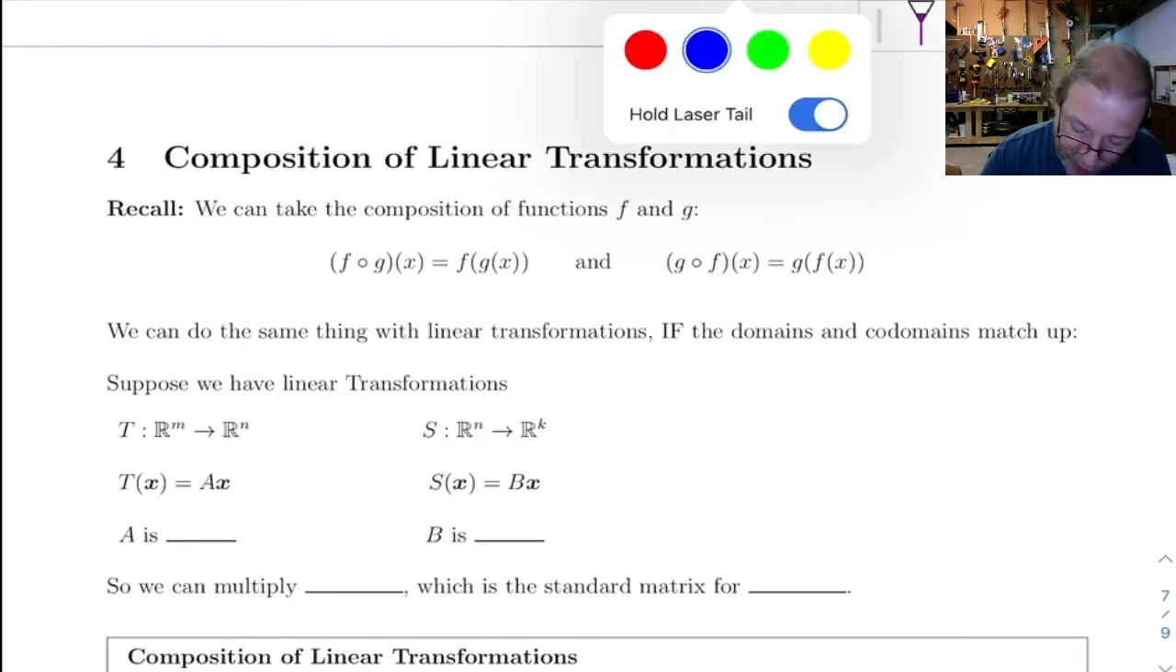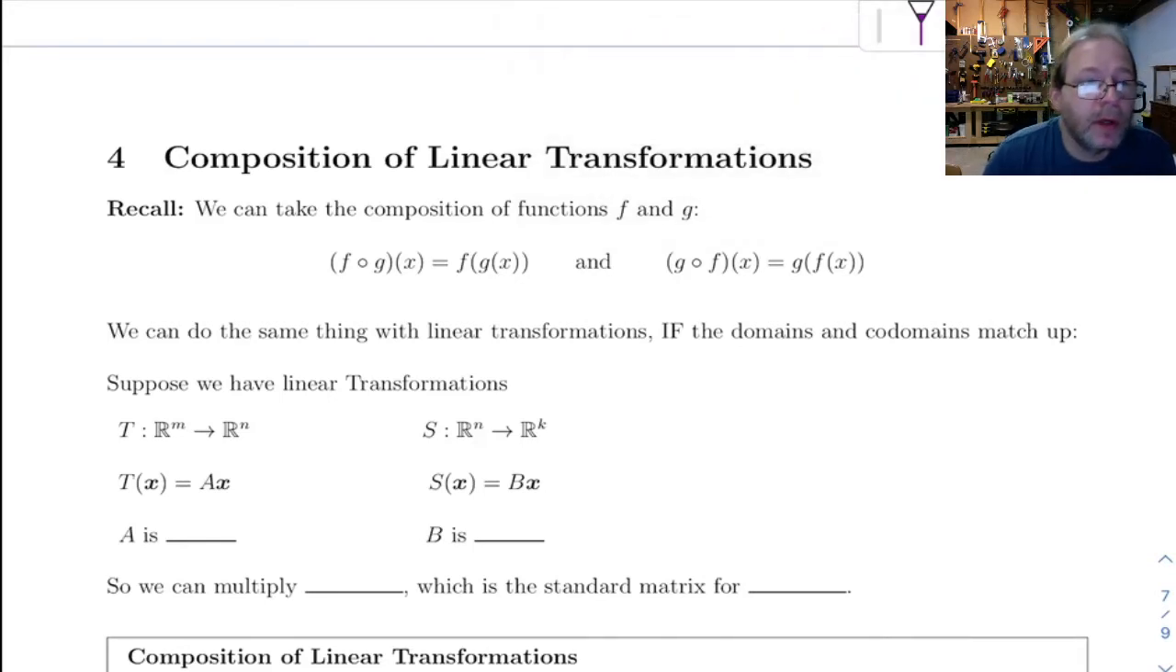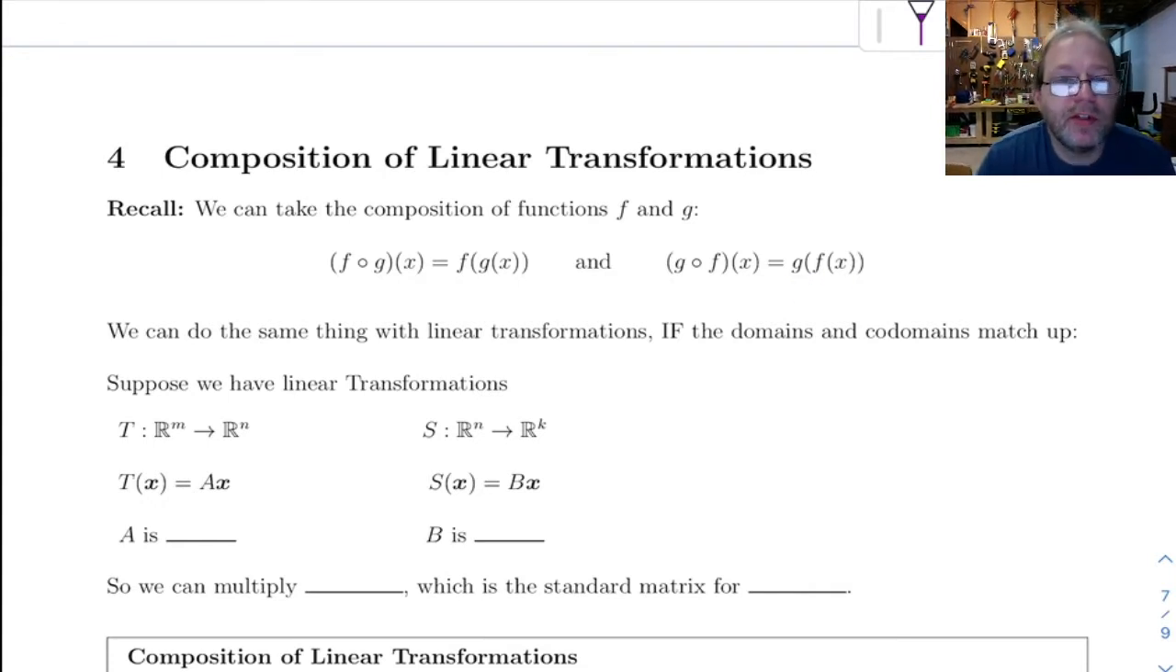All right, let's look at composition of linear transformations. We can take the composition of two functions f and g. This notation here, f of g, means you plug g into f, and g of f means you plug f into g. And we can do the same thing with linear transformations. The only thing is we have to make sure that the sizes of vectors all match up, or in other words, the codomains and the domains match up correctly.